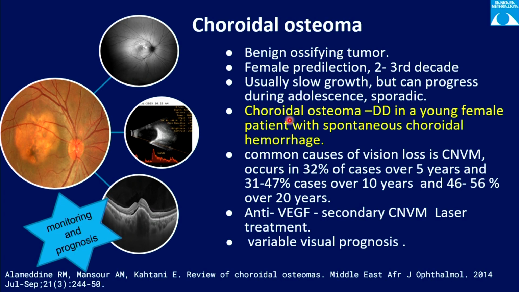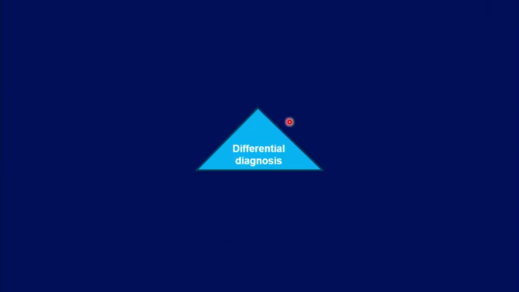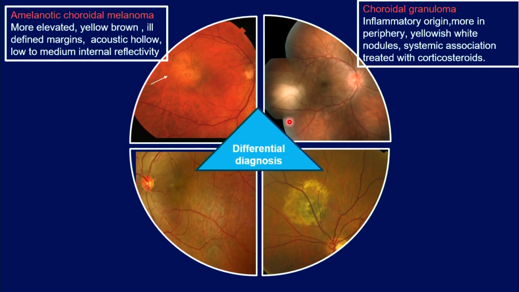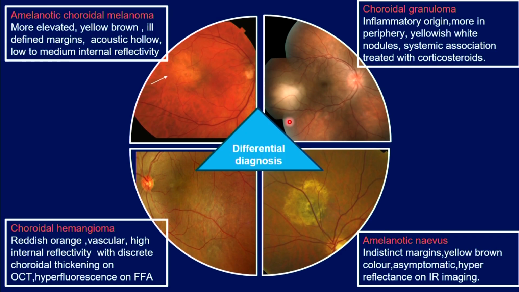One more thing is, if you're seeing a young female patient with spontaneous choroidal hemorrhage, always keep choroidal osteoma in mind as a differential. So what are the differentials? Amelanotic choroidal melanomas are usually elevated, yellow-brown with ill-defined margins. They have an acoustic hollow on ultrasound, and a low to medium internal reflectivity.